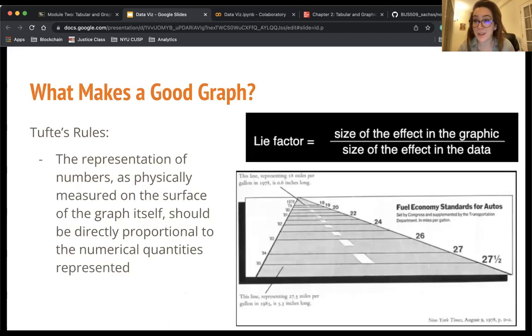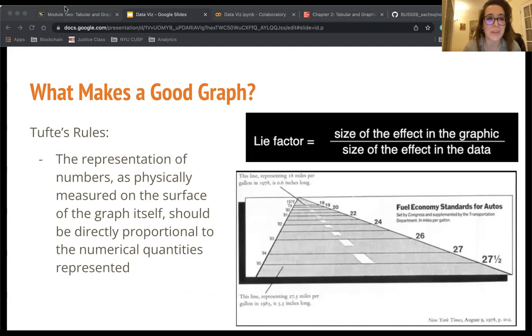Now that we talked about bad graphs, let's talk about good graphs. Here I will reference Edward Tufte, who is pretty well renowned for his data visualization rules. I also link to some of his work. The representation of numbers as physically measured on the surface of the graph itself should be directly proportional to the numerical quantities represented. This is just one rule that ties in some of the other aspects that I've already talked about, where the size effect in the graphic should be proportional to the size effect in the data. So this is similar to using red that doesn't actually align with the effect in the data.